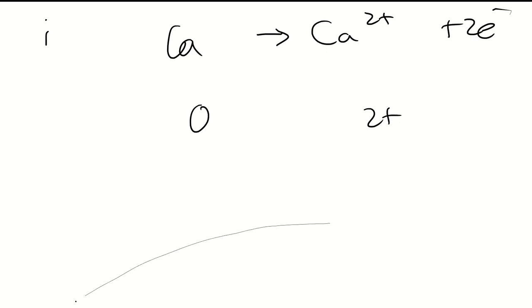Again, when I read it out here, you can pause the video and have a go at it yourself if you wanted to do that. Okay, so pause the video there now if you want. So 0 on that side, 2 plus on that side. I need to add 2 electrons to that side, and there you go. It's balanced at 0 on both sides.